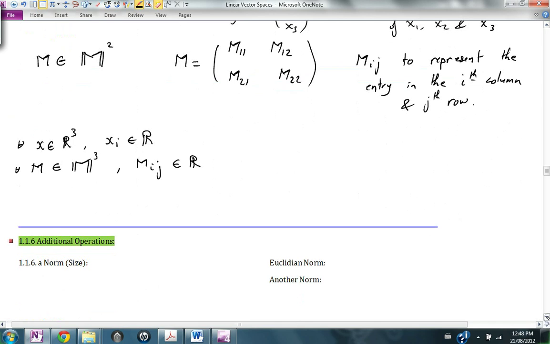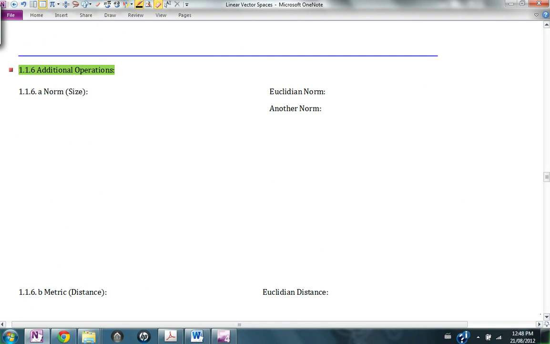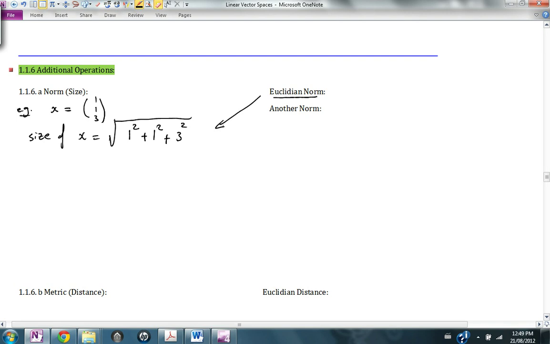So now, after we defined what a vector space is and what the basis set is, we need to talk about the size. What are the sizes of the vectors? Now, you are used to the Euclidean size, or the Euclidean norm. For example, if x is equal to (1, 1, 3), you're used to the size of x being equal to the square root of the first number squared plus the second number squared plus the third number squared. This is called the Euclidean norm, or the Euclidean size of the vector. There are many other norms, but in this course, we're only going to be talking about the Euclidean norm.